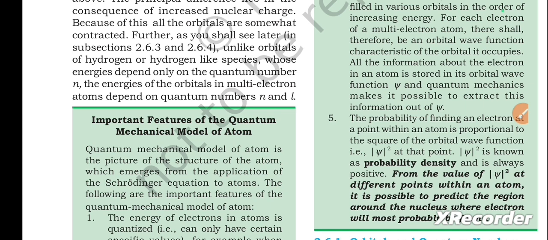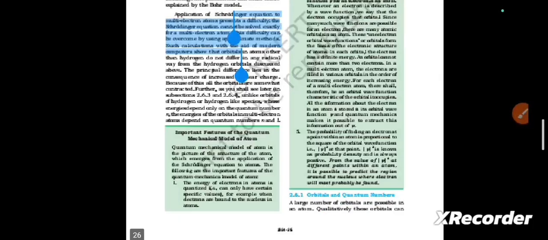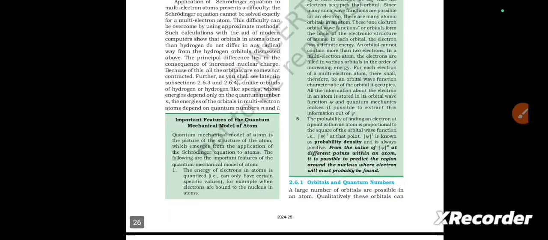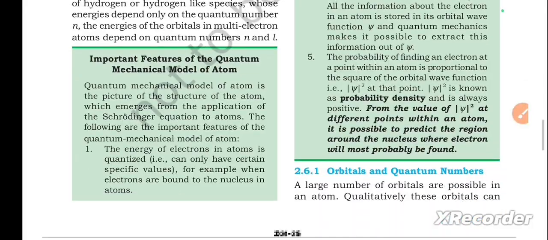Unlike orbitals of hydrogen or hydrogen-like species, whose energies depend only on the quantum number n, the energies of the orbitals in multi-electron atoms depend on quantum numbers n and l. Next are the important features of the quantum mechanical model of atoms.